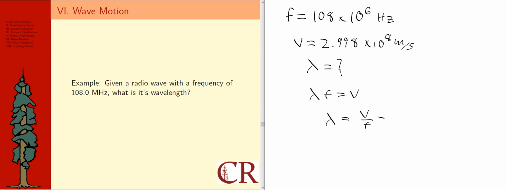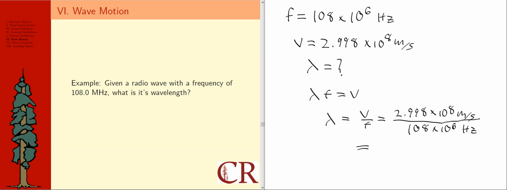So lambda is equal to v over f, and at that point I can take these numbers that I have and put them into this expression. You'll have to bear with me for a second while I write all of that, with all these powers of 10. All right, and that I can put into my calculator.